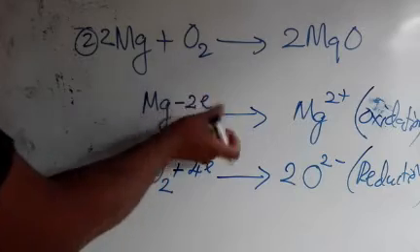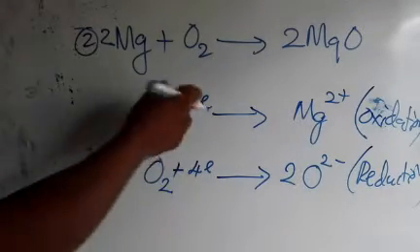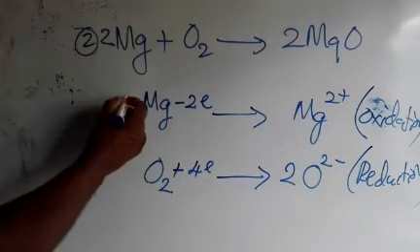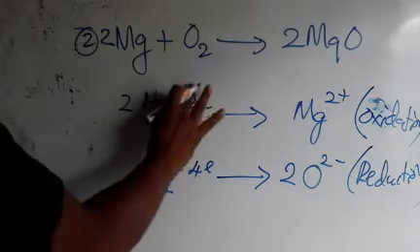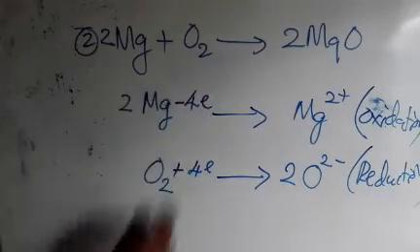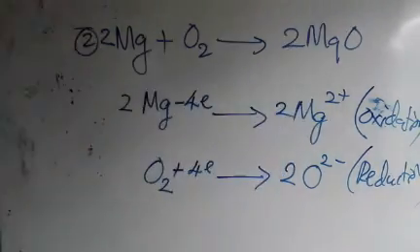And since there are 4 electrons to balance, we can multiply this by 2, right? Then 4 electrons and 2. So number of electrons are balanced, then the balanced equation. So those are the 2 half equations and whether they are oxidation or reduction.